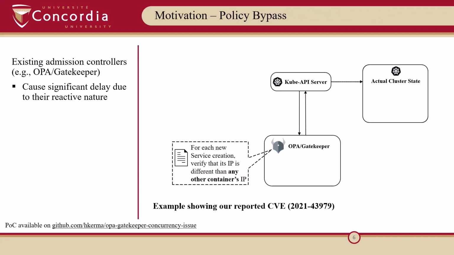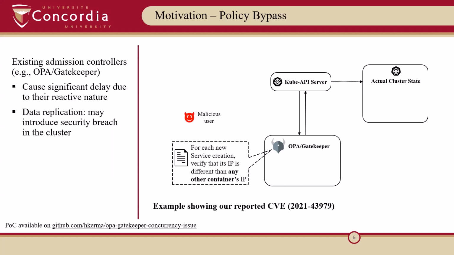The second issue is that if we want to reduce that delay, we can use something called data replication. That's something that exists in OPA. And this mechanism actually introduces a security breach in the cluster. We found a CVE during our research, scored 5.3. And I'm going to try to explain quickly how it works.